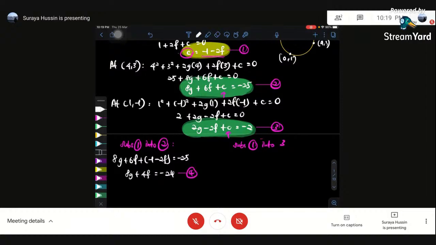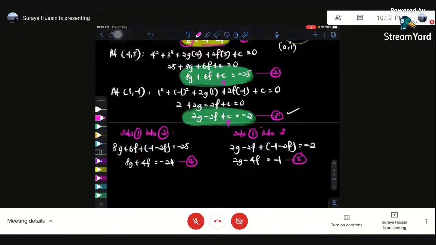So now substitute into the third equation, which is 2g minus 2f plus c. Our c is the one highlighted in yellow. Be careful. Okay, so 2g minus 2f, hang on, is it? No, it's not. 2g minus 4f equals -1. So this is your fifth equation.